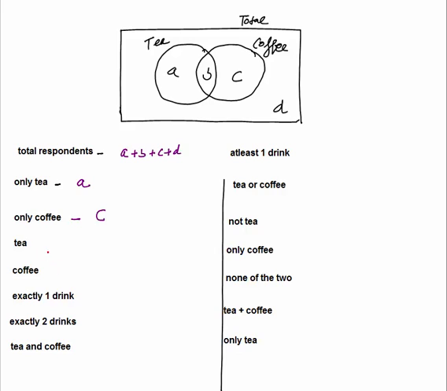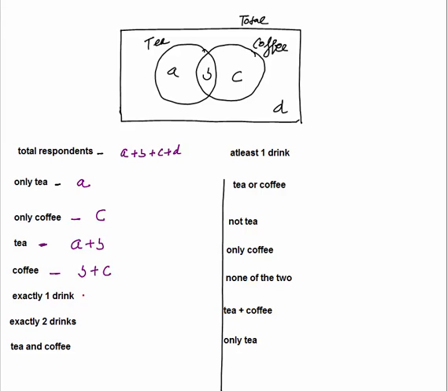When I say tea, tea means the total number of persons who like tea. They may like coffee, may not like coffee. So when I say tea, tea means the complete circle of tea. That means A plus B. When I say tea, it means a complete circle of tea. All the elements within the circle of tea will be included. A plus B. When I say coffee, coffee means all the elements that are there in the coffee circle, that is B plus C.